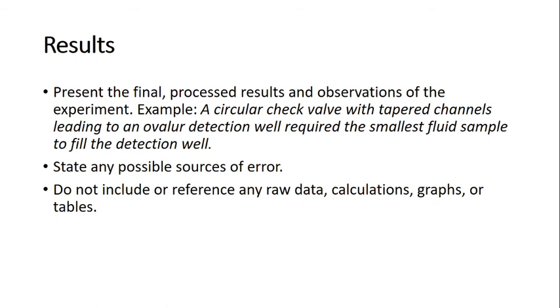Present the final process result and observation of the experiment. Example: a circular check wall with tapered channels leading to an ovular detection well required the smallest fluid sample to fill the detection level. State any possible source of error. Do not include or reference any raw data, calculation, graph, or table.